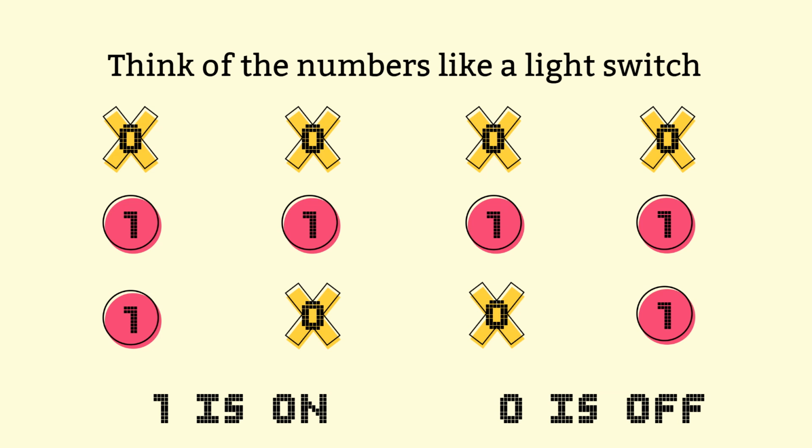In this example, the top row is all zeros, which indicates that all switches are off. This represents a very specific number. In the middle row, all switches are on, which represents a completely different number than that in the first row. And finally, the third row is represented by a sequence of switches that are on, off, and on. This again represents a completely different number than the first two rows.